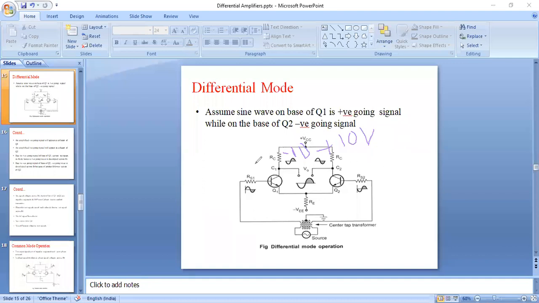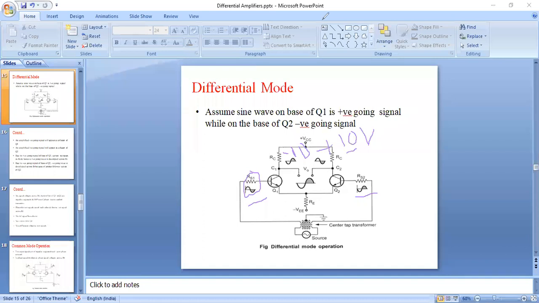Output we get across the collectors. Okay, that means the balanced output of this dual input balanced output differential amplifier is double the magnitude of the input. Okay, it is in the case of balanced output only. If it is in the case of single-ended output or unbalanced output, the magnitude of output must be almost equal to the magnitude of input. But in the case of balanced output, the output is twice the magnitude of the input signals.